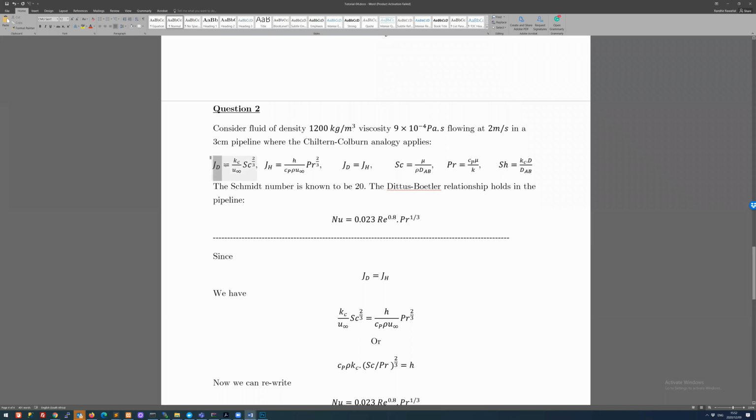So you've got the J factor, the mass version of the J factor, and the heat version of the J factor. And of course, the Chilton-Colburn analogy is that the factors are equal. And then in terms of the Schmidt and the Prandtl numbers, you've got all the definitions here. So you are given simply the Schmidt number again. See, it's not that different from the earlier one. And then you are told the Dittus-Boelter relationship holds. So that's a famous correlation.